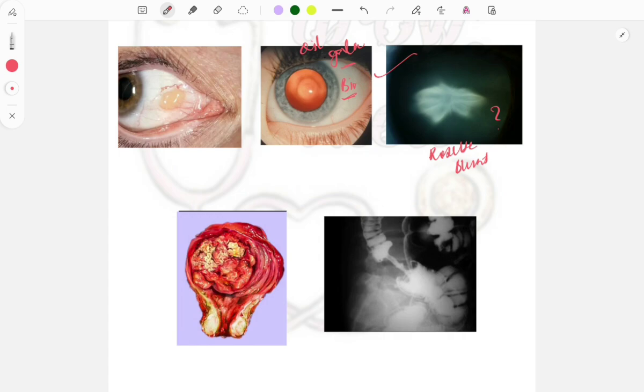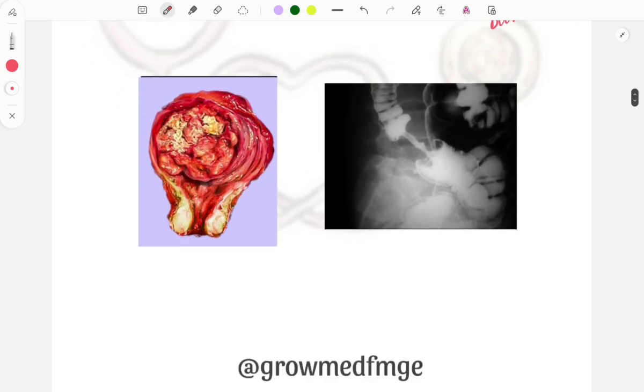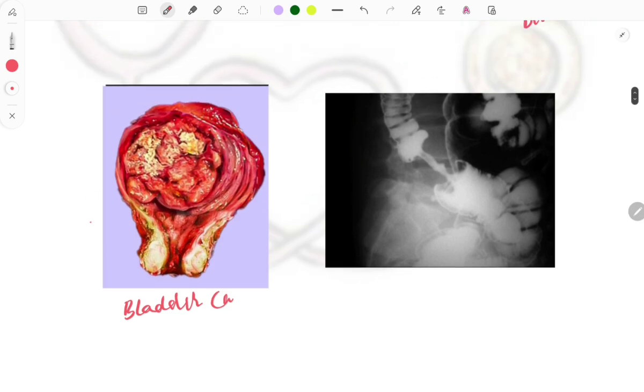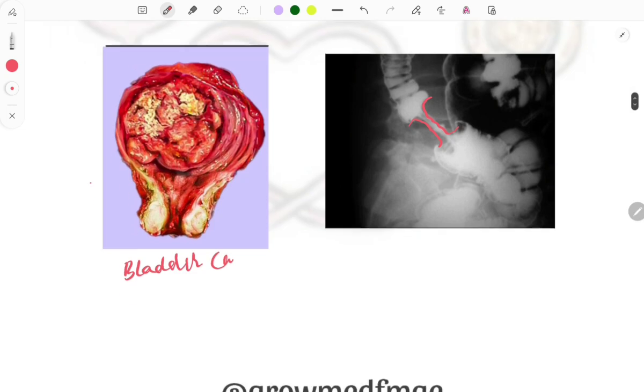Now these two images. This image is of the bladder, and this is bladder cancer, bladder carcinoma, asked in the NEET PG. So this image is from the NEET PG. Let me write it down, bladder CA. And this image is a radiograph of the intestine, and you can see here, this is called an apple core deformity seen with colon CA. In colon cancer this kind of appearance is seen, called the apple core deformity.